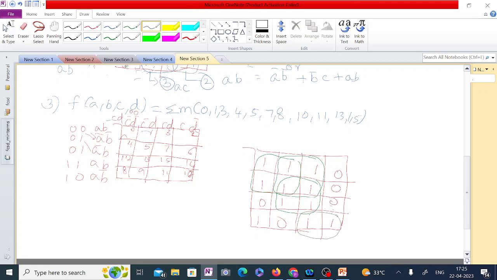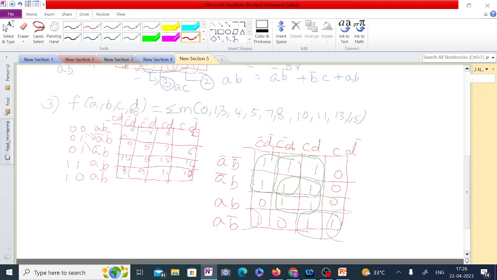So I'll take this as a pair. Okay. Then this as another pair. So I will be getting these groups. Now we will write down. This is your A bar, B bar, A bar, A B, A B bar. This would be C bar, D bar, C bar, D, C, D, C, D bar.